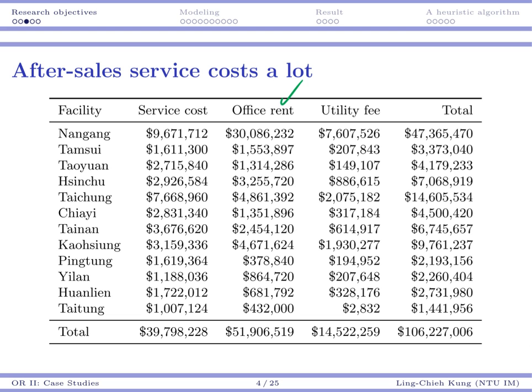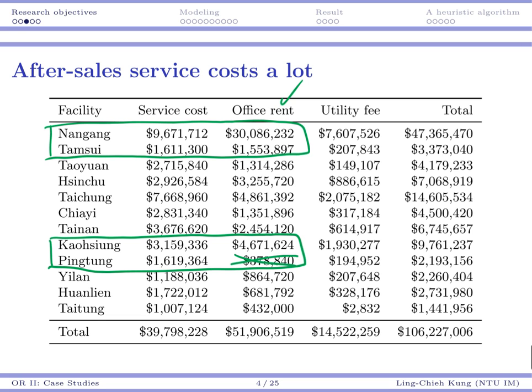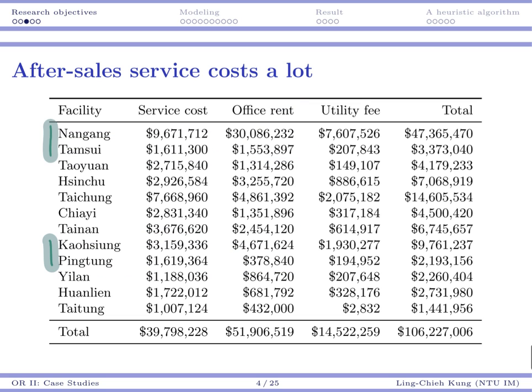Right? For example, if you know the situation of Taiwan, you probably know that Kaohsiung and Pingdong are close to each other. Maybe we may close one facility, for example, the facility in Pingdong. You may also know that Nangang and Danshui are close to each other. Maybe we may close the Danshui facility. Maybe that's a good idea.